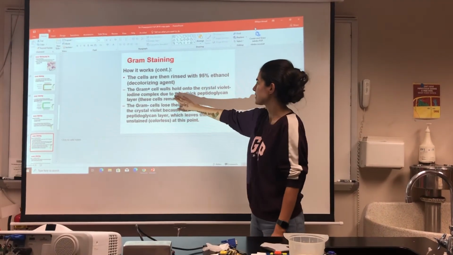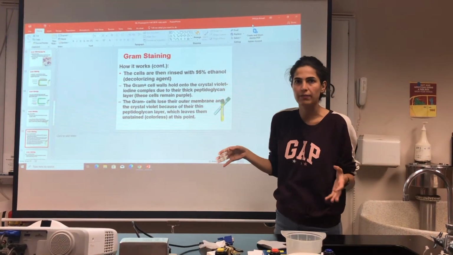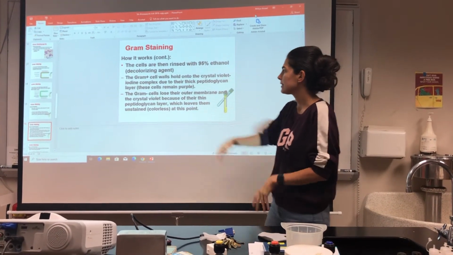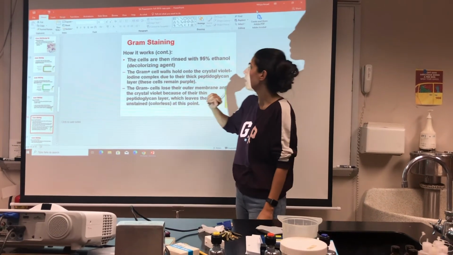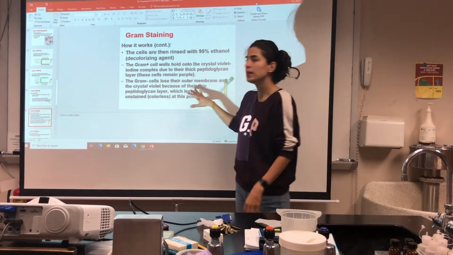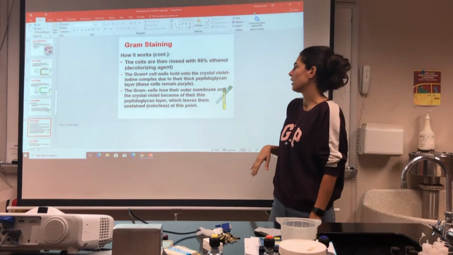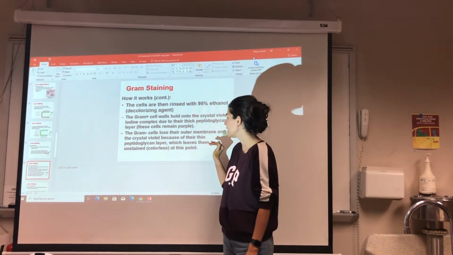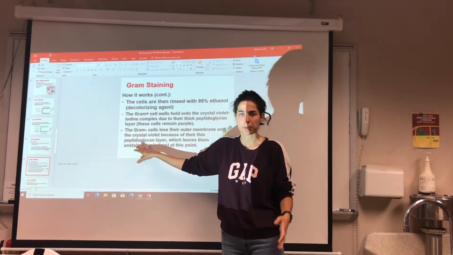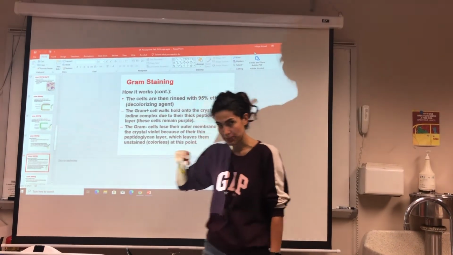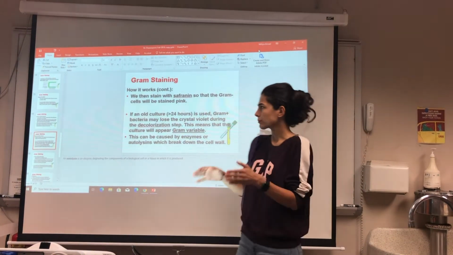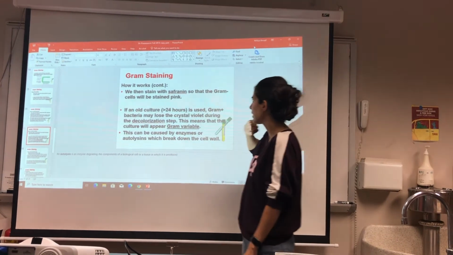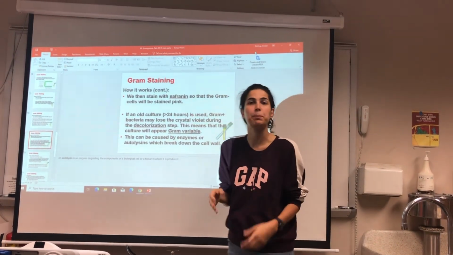The gram-positive cell wall holds onto the crystal violet because of the thick peptidoglycan, and these cells remain purple. But the gram-negative cell loses its outer membrane and the crystal violet because of the thin peptidoglycan, and it is left unstained, which means colorless at this point. Then, when we stain with safranin, the gram-negative cell wall will be stained pink.